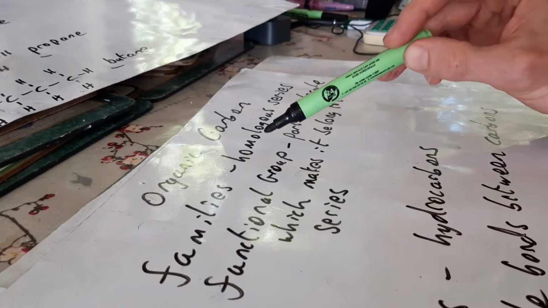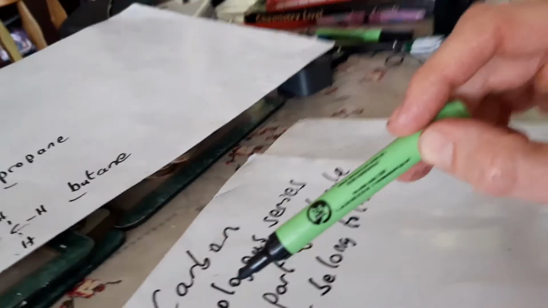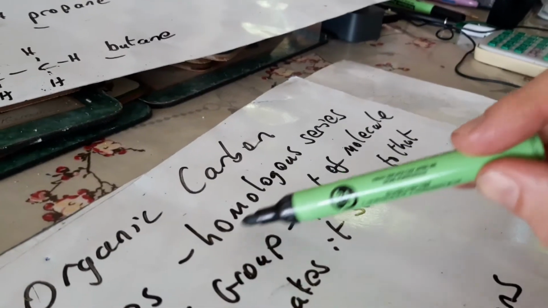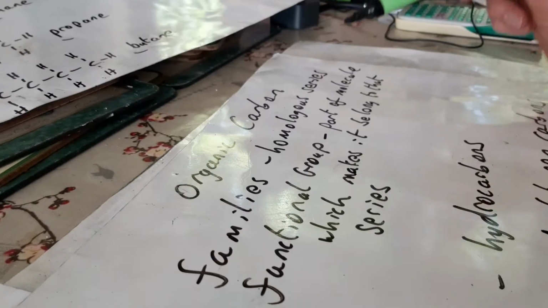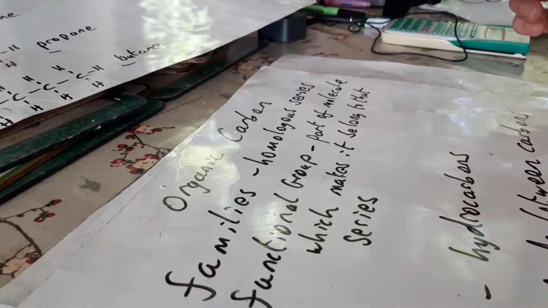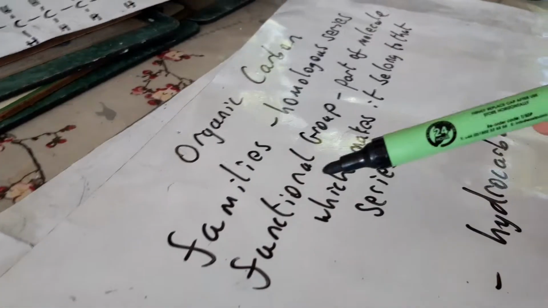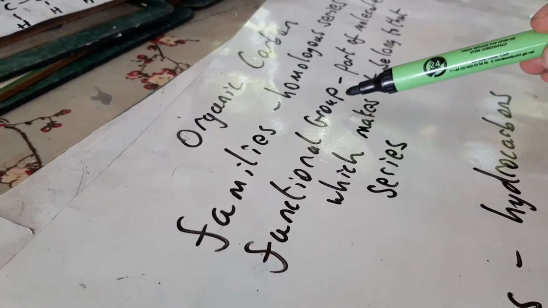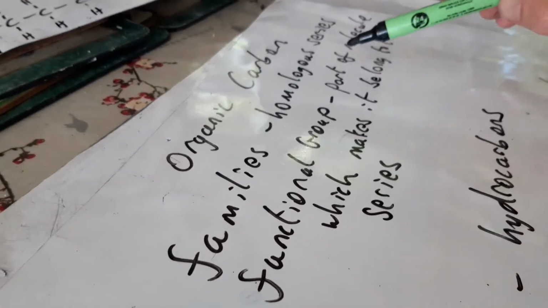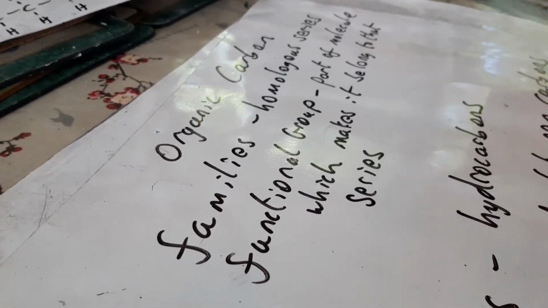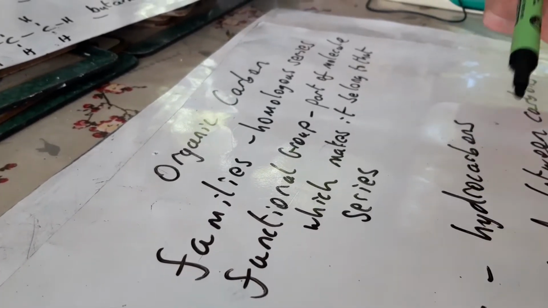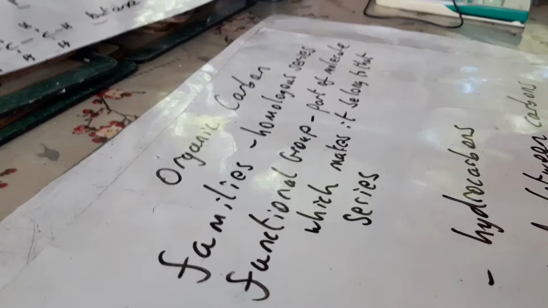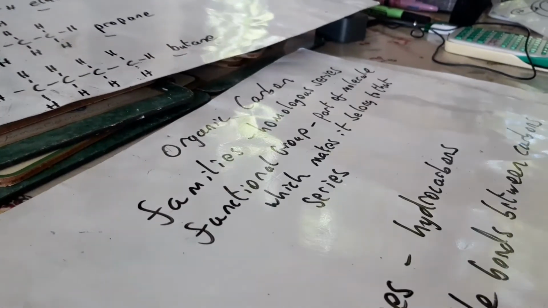A homologous series, that's the word there. Homologous meaning the same, a series meaning a group. You can think of that a bit like families. So there are different organic families and they have certain things in common. One of the things that they have in common is the same functional group. The functional group is the part of a molecule which makes it belong to that series. I'm throwing words at you here that will become more clear as we do examples, which is the easiest way to do this.